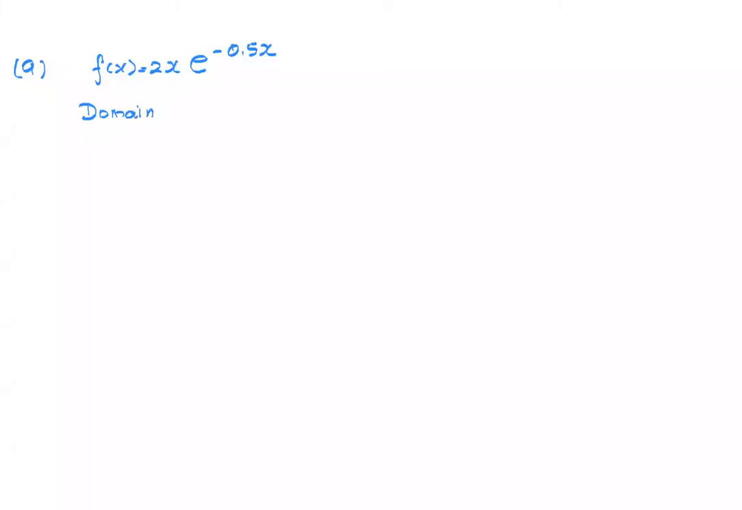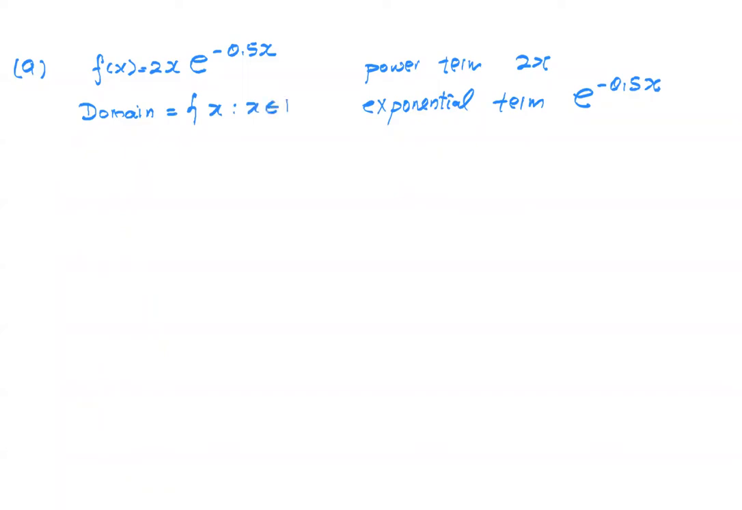Okay, so the domain in this case is made up of a power term, that is 2x, and an exponential term, which is e to the power negative 0.5x, correct? So for a power term and an exponential term, there is no limit for the domain, am I right? So we will put down x, X is a member of the real numbers.